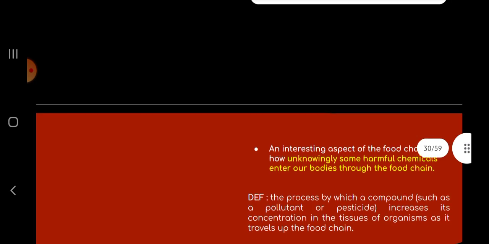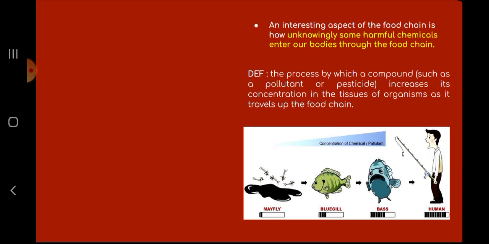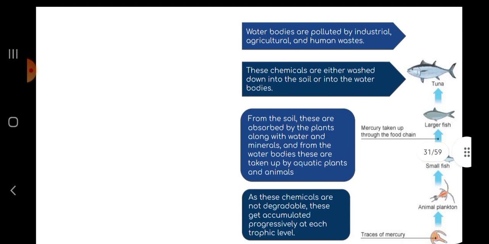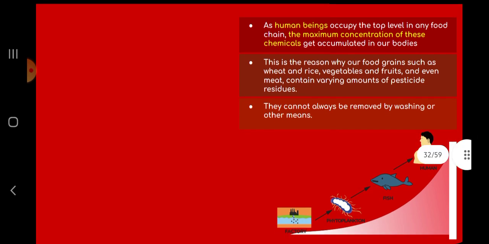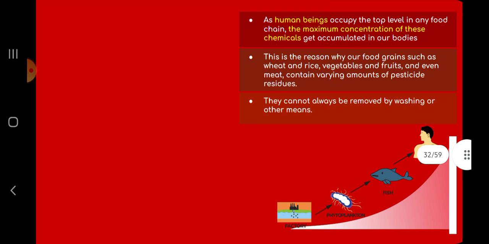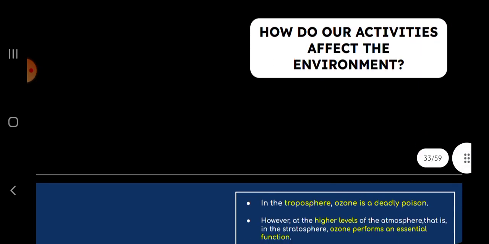Then biomagnification. An interesting aspect of the food chain is how unknowingly some harmful chemicals enter our body through the food chain. It is the process by which a compound increases its concentration in the tissue of an organism as it travels up the food chain. As human beings occupy the top level in any food chain, the maximum concentration of these chemicals gets accumulated in our body. And how do our activities affect the environment?